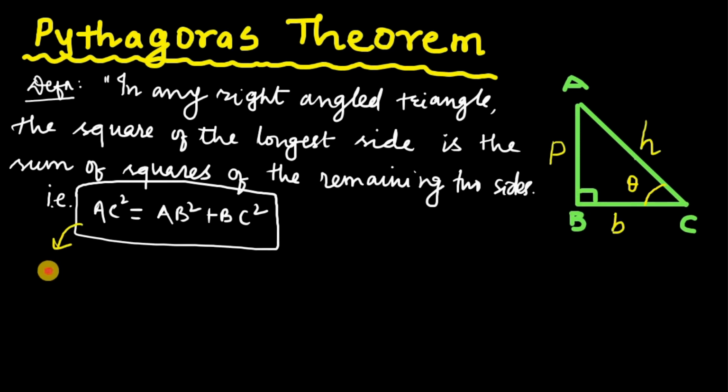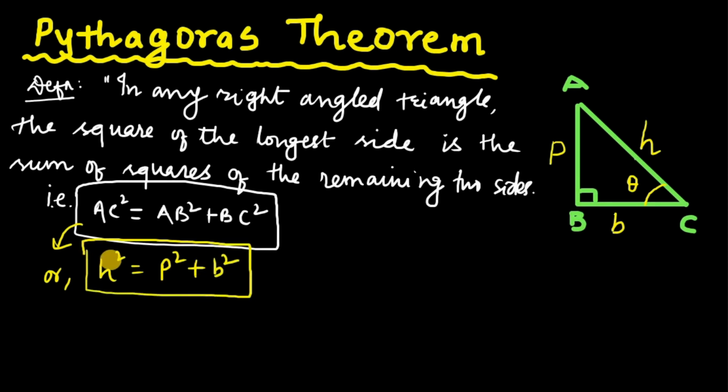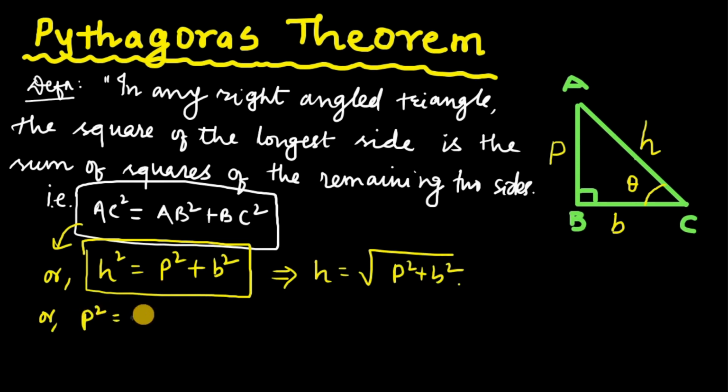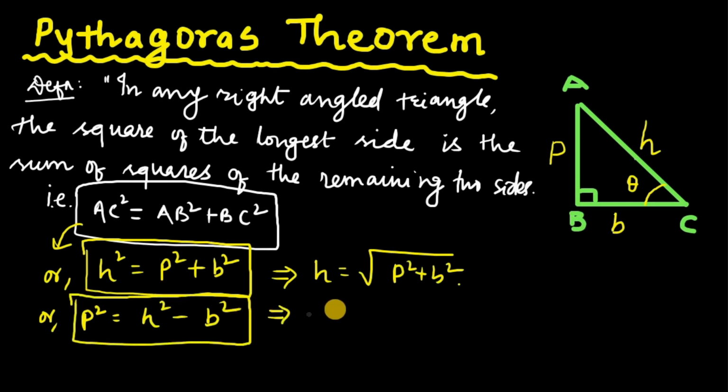So by the same definition we can write h square equals to p square plus b square. So this is called Pythagoras theorem. This also can be written as h equals to root under p square plus b square, or by arranging from here we can find the value of p square, and then we get h square minus b square. This relation also we have got from Pythagoras theorem only, or p equals to root under h square minus b square.